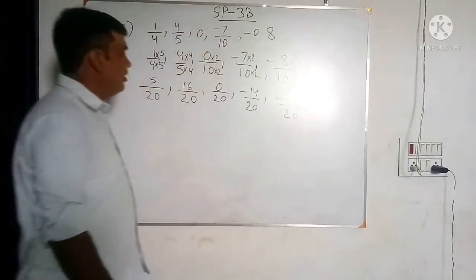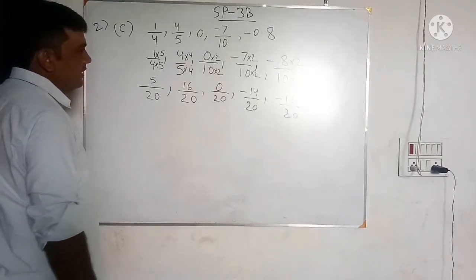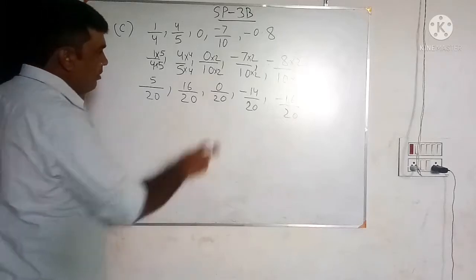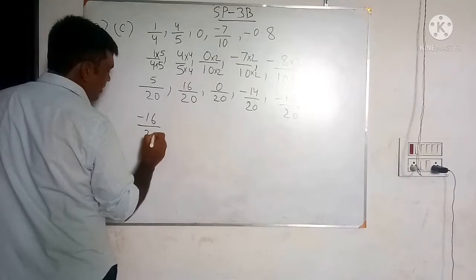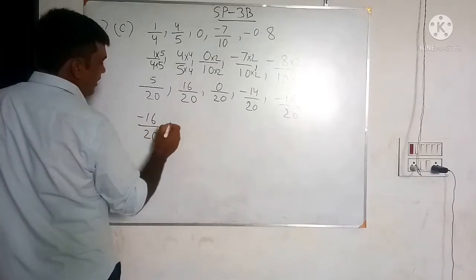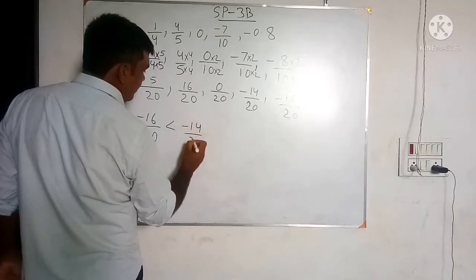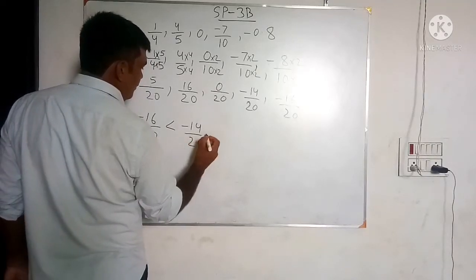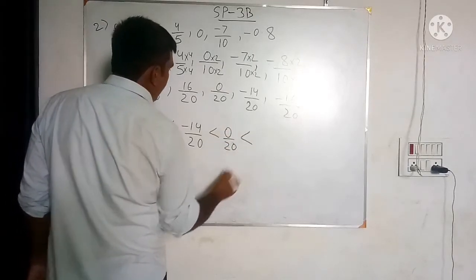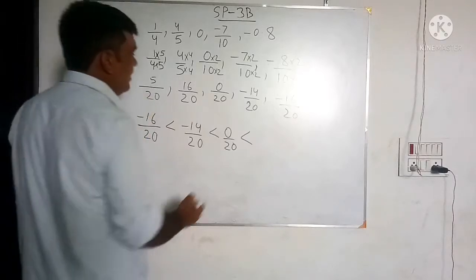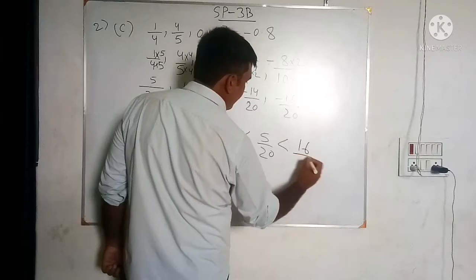Now see, all the denominators are the same, so you can compare very easily. Which numerator is smallest? Because it is arranged from least to greatest, minus 16 is the smallest numerator. So minus 16 by 20 is the smallest, less than minus 14 by 20, after that 0 by 20 which is 0, after that 5 by 20, and 16 by 20 is the largest value.